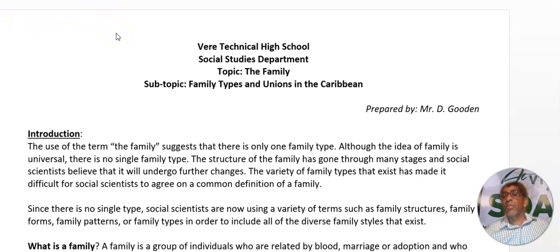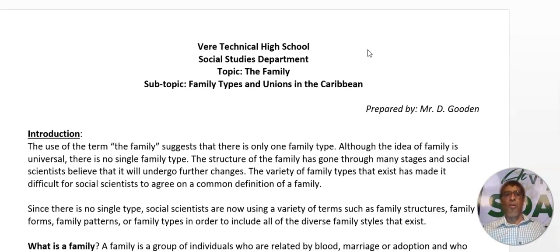The second handout that was handed to you had to do with the roles and responsibilities of family members. That is parents, children, the interconnection between them, the relationship between them. You have to read through that handout also. For this exercise, we are focusing on family types and unions in the Caribbean. So we are going to go through the handout. Again, we are going to explain. You can work along with your handout as we explain and expand on the discussion that we had in class.